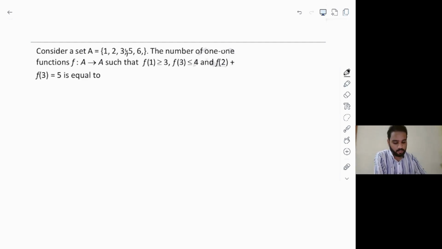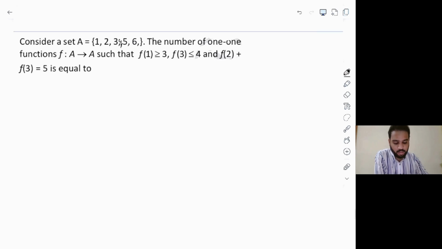Okay, let's see the next question. Consider a set A = {1, 2, 3, 4, 5, 6}, and the number of 1-1 functions f from A to A, such that f(1) should be greater than or equal to 3, and f(3) is less than or equal to 4, and also f(2) + f(3) = 5. Okay, so basically it's a question involving permutations and combinations and also functions. So generally in JEE Mains or also JEE Advanced, the questions which involve both PNC and functions are going to be very tricky. Let's try to understand very carefully.